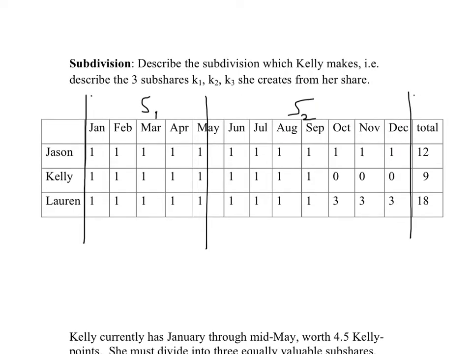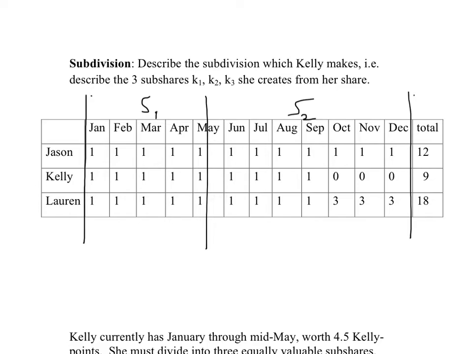Now we reach the subdivision stage. Kelly has to take her portion of the year, S1, that's January through mid-May, and subdivide it into three equally valuable pieces from her point of view. And meanwhile, Jason has to take his share, S2, and subdivide it into three equally valuable pieces from his point of view. So Kelly's share is worth 4.5 Kelly points to her. That figure, that's exactly half the total value of the year to her.